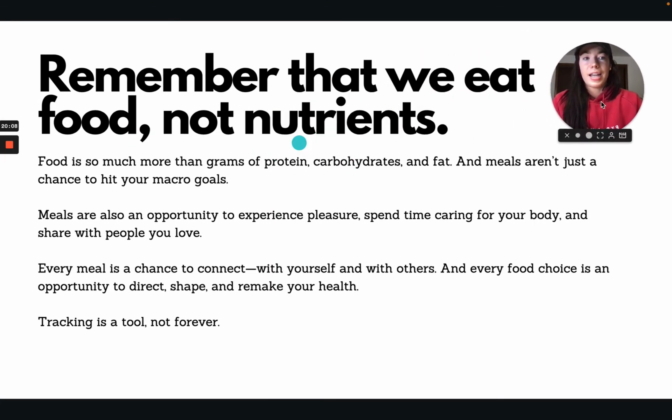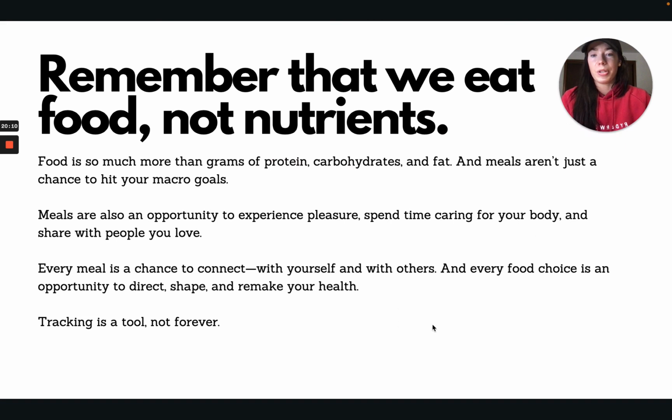All right. Next, I do want to really push this and help you remember this. We're not just eating nutrients, we eat food, right? So food is so much more than just grams of protein, carbs, and fats, and meals aren't just a chance to hit your macro goals. And I don't expect you to feel that way, right? Meals are also an opportunity to experience pleasure, spend time caring for your body, and share it with the people you love. So think events, date nights, having pizza night with your family, fueling yourself before a workout. There's so much more to food than just macros.